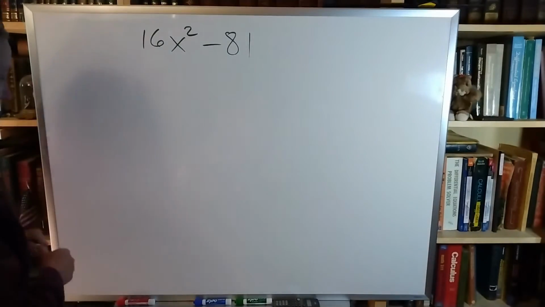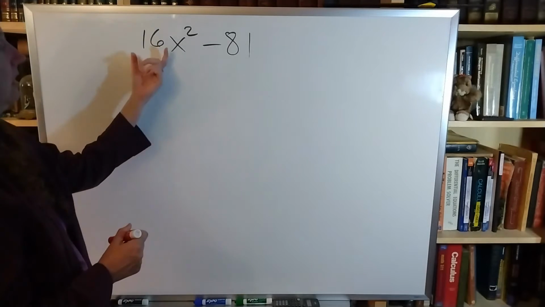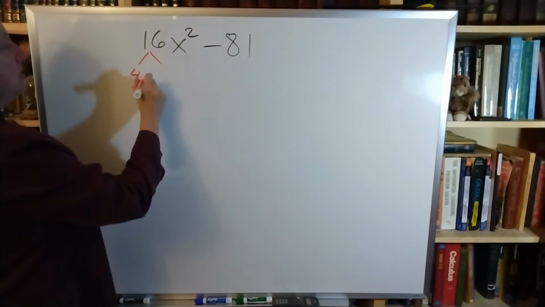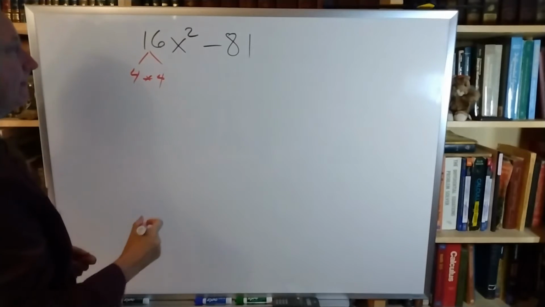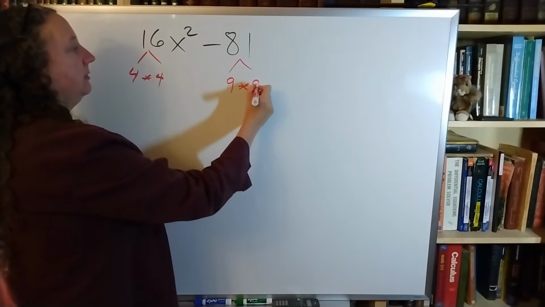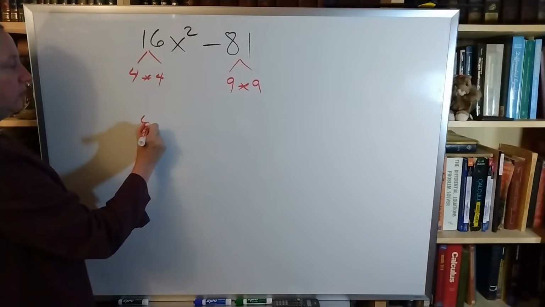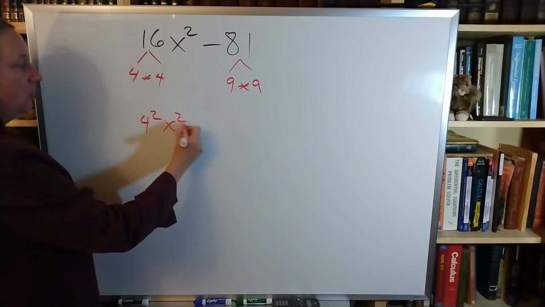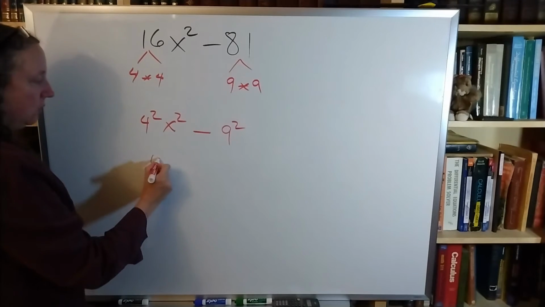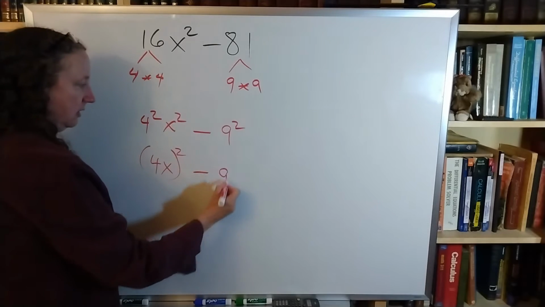So now that you've unpaused the video and finished this problem, I'll show you how it works. I look at my 16. I recognize that that is 4 times 4. I look at my 81, and I recognize that is 9 times 9. So 4 times 4 is 4 squared. I have 4x, quantity squared, minus 9 squared.